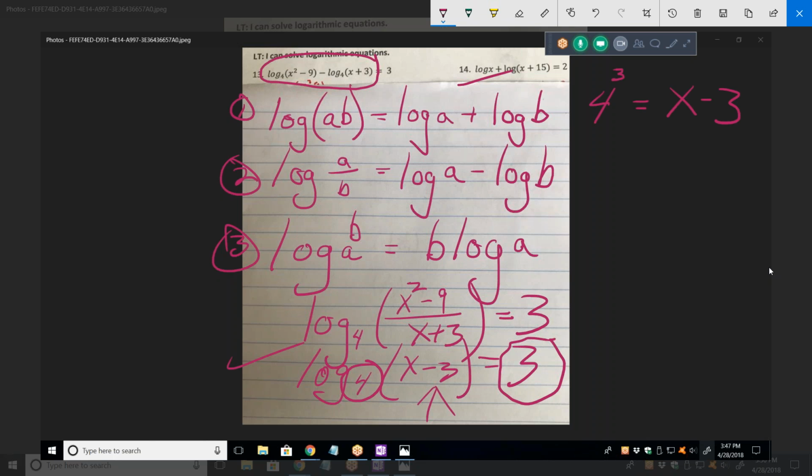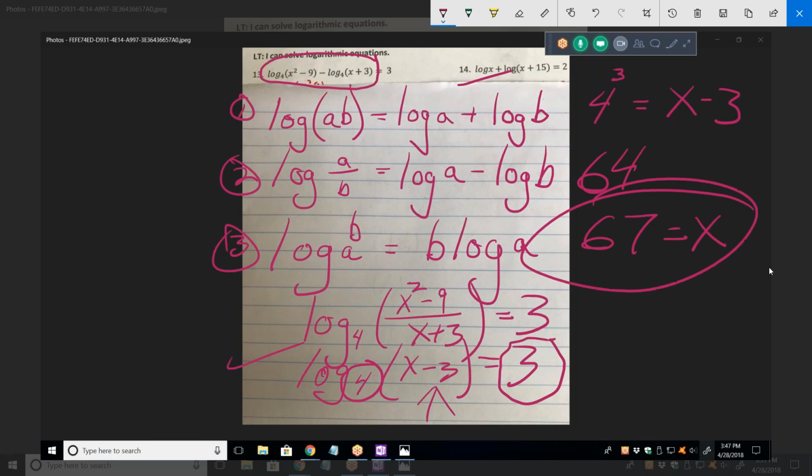Now we have an algebraic equation that is easily solved. 4 cubed is 64 plus 3, 67 equals x. There's your answer.